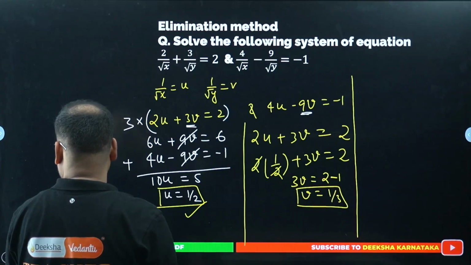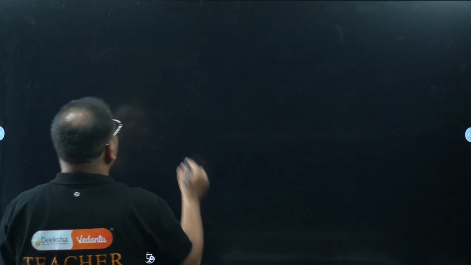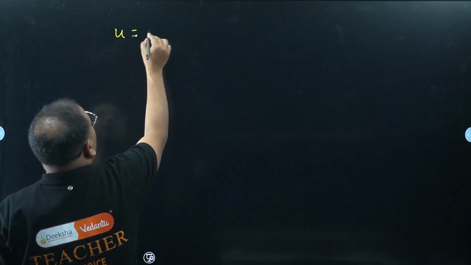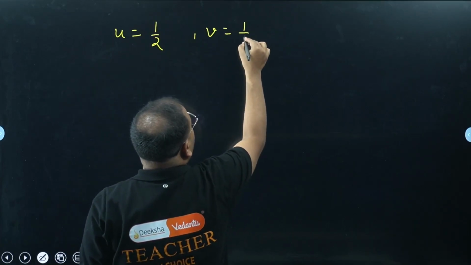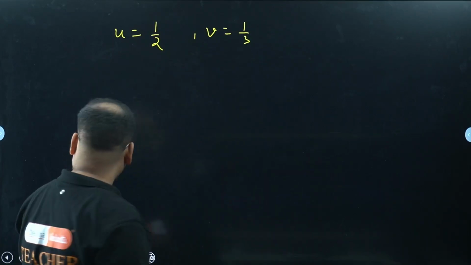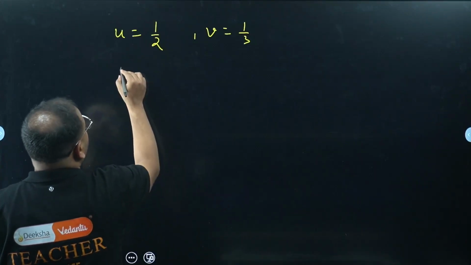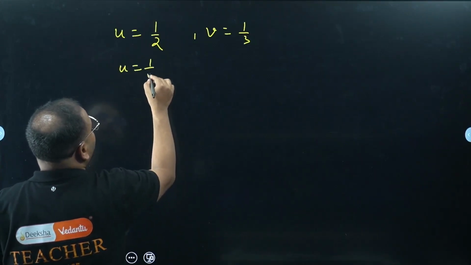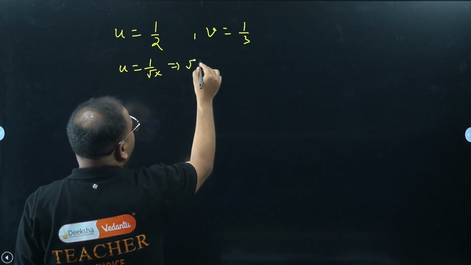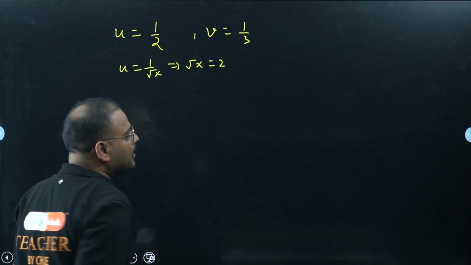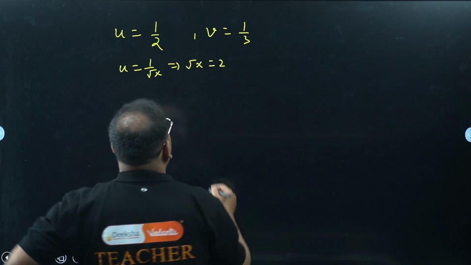Okay, I have enough space here, so I'll do the last step on this slide. What I've got so far: u is 1 by 2 and v is 1 by 3. Check. What was u? u was 1 by root x. So what is going to be the root x value? Just 2, because the reciprocal of u will be just root x, right? Excellent.